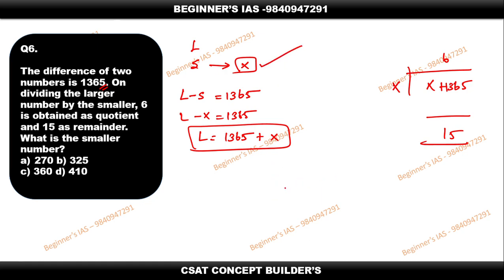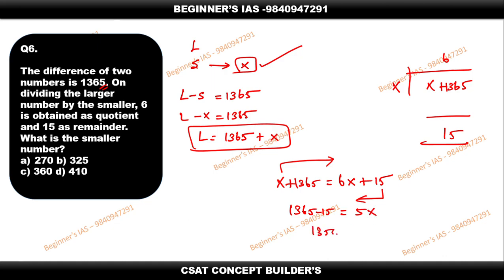You know the division algorithm concept: a dividend is equal to quotient into divisor plus remainder. So if you know this logic, easily you can solve. Just bring this x here, 15 to this side. Therefore 1365 minus 15 is equal to 6x minus x, obviously going to be your 5x. Then 1350 by 5 is equal to x. So x is nothing but 270.